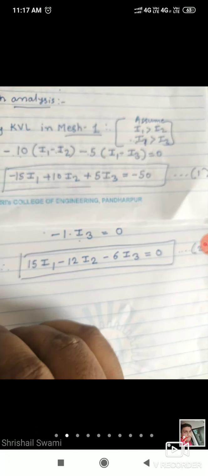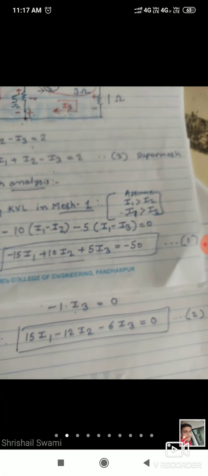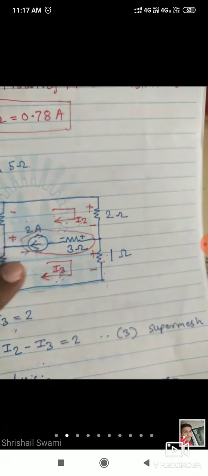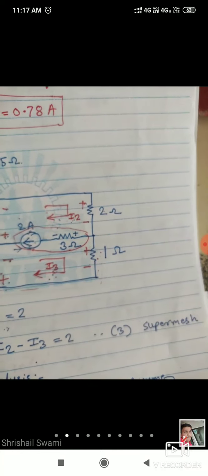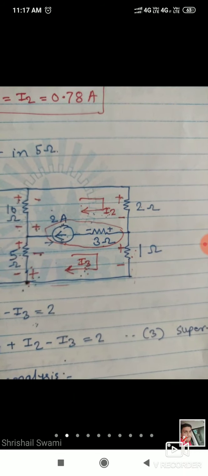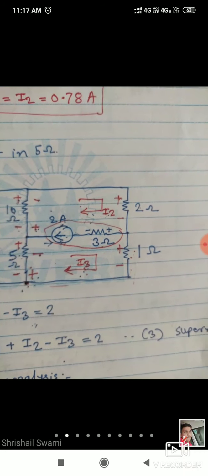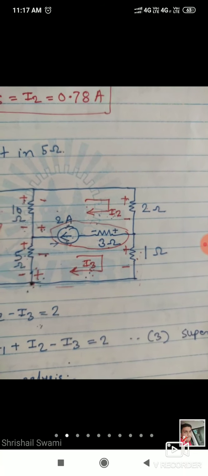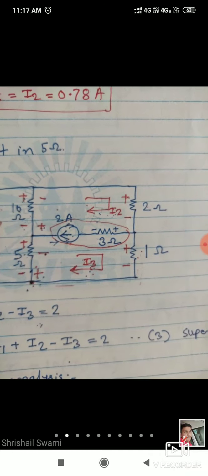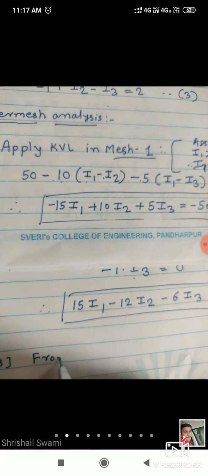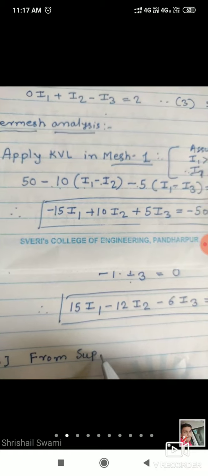Now the third equation. So already you applied KVL for this loop, and already you applied KVL for the outer loop by leaving the central part because that is a super mesh. So how to get the third equation? How many unknowns are there? 3: I1, I2, I3, and we have only 2 equations. We cannot find 3 unknowns using 2 equations. So to get the answer, we need at least one more equation. That one more equation we will get from this super mesh. So I will write from the super mesh. That is step number 5 in super mesh analysis.